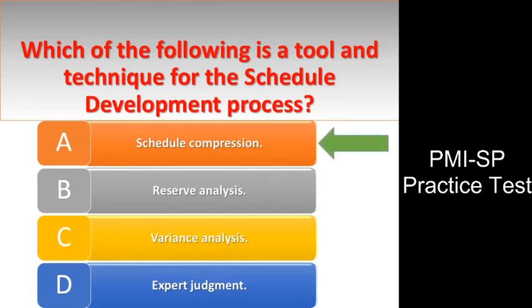Answer A. Explanation. Schedule compression is a tool used as part of the schedule development process. The tools and techniques for schedule development are as follows: schedule network analysis, critical path method, critical chain method, resource leveling, what-if scenario analysis, applying leads and lags, schedule compression, scheduling tool. Answer options D, B, C are incorrect. These are not tools and techniques for schedule development.